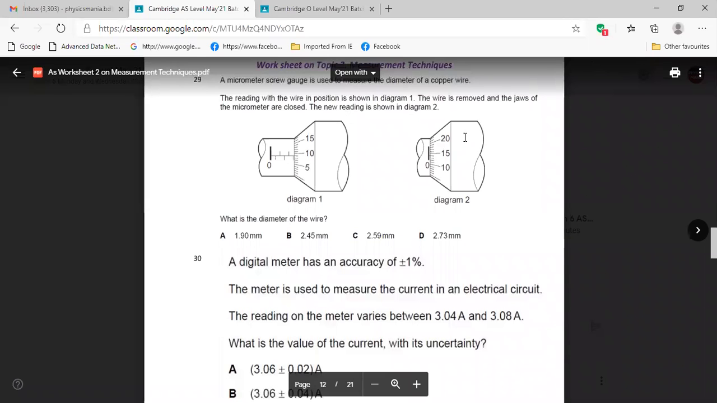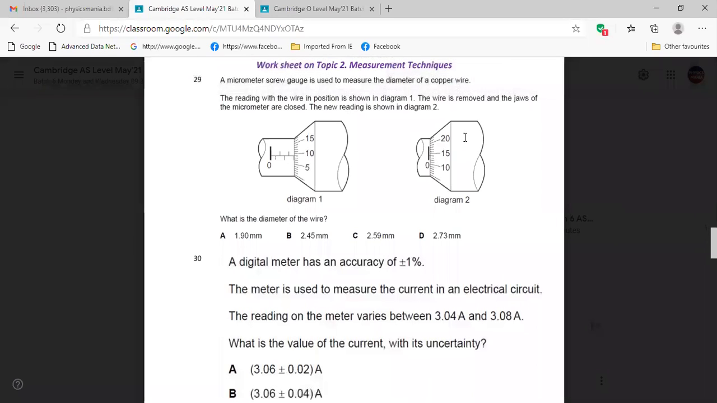Diameter of a copper wire. The reading with the wire in position is shown in diagram 1. The wire is removed and the jaws of the micrometer are closed. The new reading is shown in diagram 2. What is the diameter of the wire?